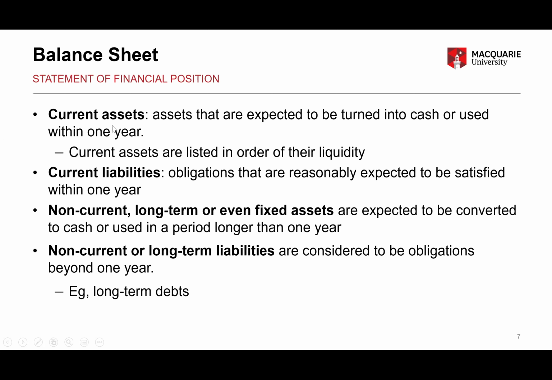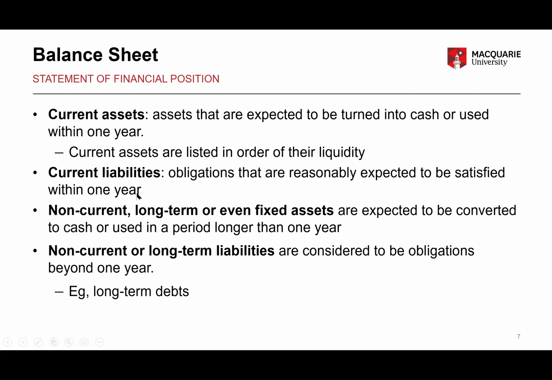So when we're talking about current, we're actually talking about a time period. So current assets are those assets that are expected to be turned into cash or used within 1 year. So this would include cash, it would include inventory or stock, because that's something that we would usually be selling within 1 year. Right, and we'll look at an example in a moment, but they will be listed in order of their liquidity. So that means how quickly they can be converted into cash. So I'll point that out again in a moment.